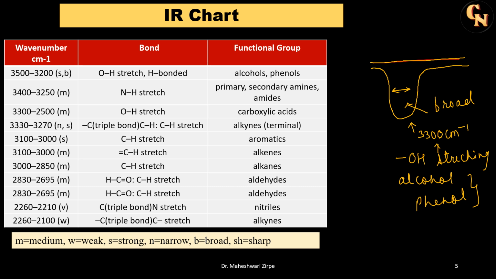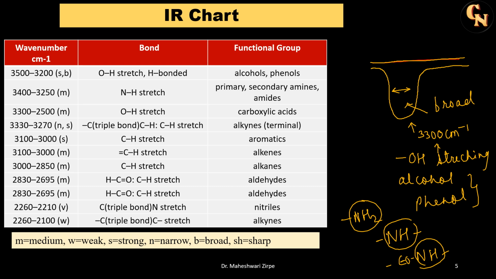The next is for NH stretching. Okay, that is amines, primary and secondary, and amides. See here, primary amine NH2, secondary amine NH, and amide, again amide is CONH. So this NH of amide and amine, primary amine and secondary amine, those stretchings will be seen at these values, that is 3400 to 3250, and M indicates medium.